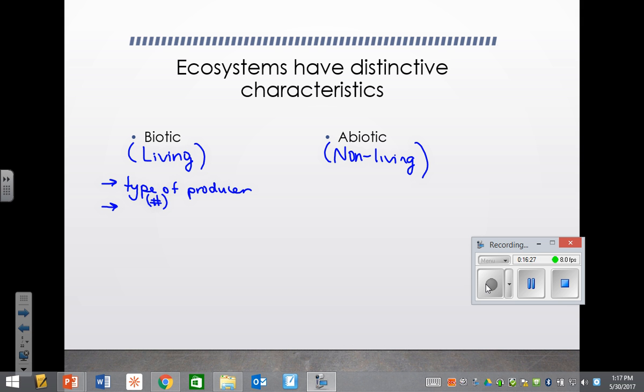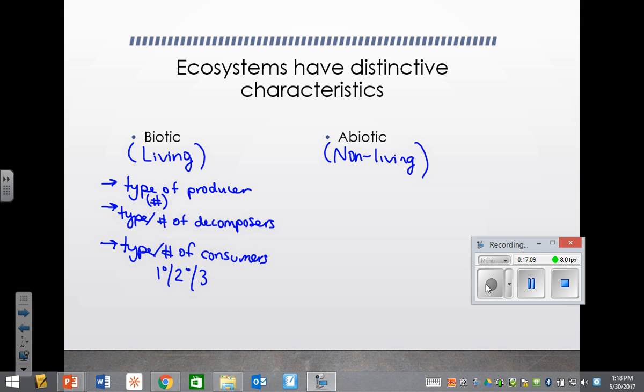We could look at the type or the number of decomposers, because decomposition is a key factor in the cycling of nutrients, and producers are a key factor in how energy makes its way into a food chain. We could also look at the type and number of consumers. And then remember that when we discussed consumers, there were a whole bunch of subcategories. So when I say type, I mean things like, are they primary or secondary or tertiary? This is where we could talk about scavengers and detritivores and herbivores and carnivores and all of those little sub-definitions of types of consumers that exist.